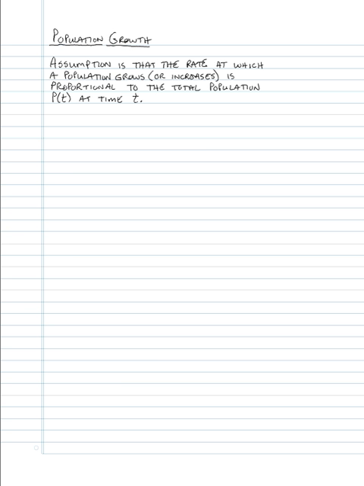Okay, finally, we're going to look at population growth. Let me just give you a little background. One of the earliest attempts to model human population growth was done by an English economist, Thomas Malthus. I think he lived in the late 1700s to early 1800s. His model assumes that the rate at which the population of a country grows is proportional to the total population of the country at that given time.